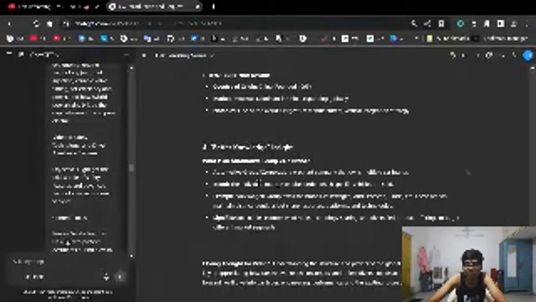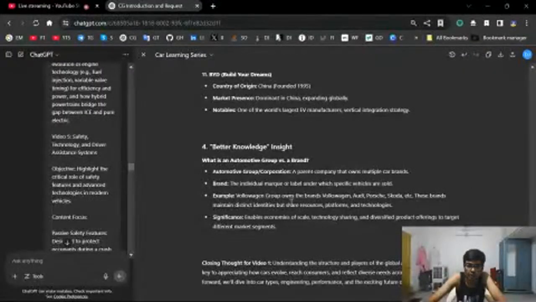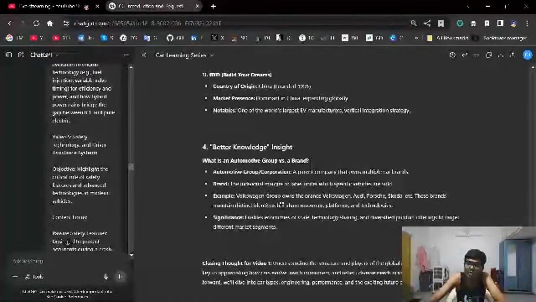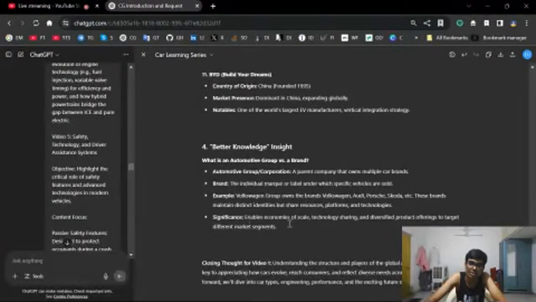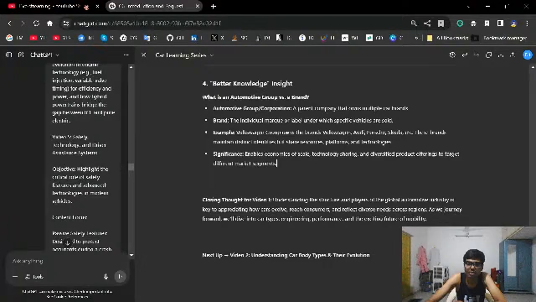Then brand, an individual marque or label under which specific vehicles are sold, like Tesla or those we discussed. Example: Volkswagen Group owns the brands. They maintain distinct identities and shared resources, platforms, and technologies. Significance: it enables economies of scale, technology sharing, and diversified product offering to target different market segments. Okay, this is not, I think, an important thing.